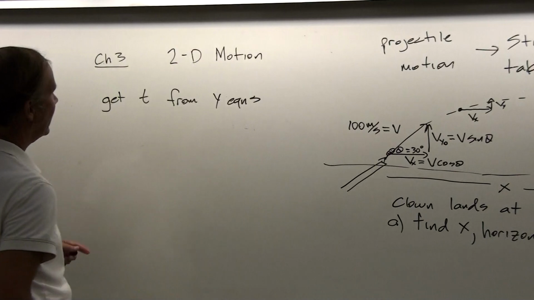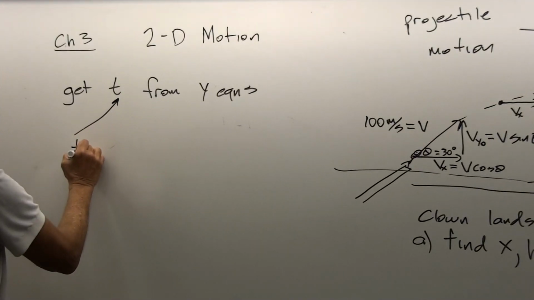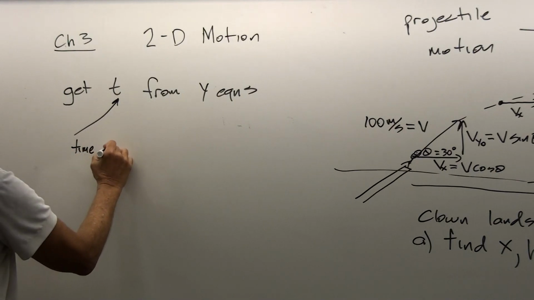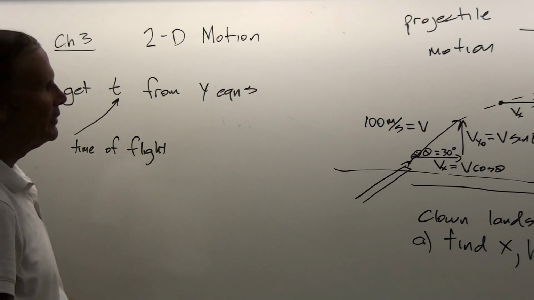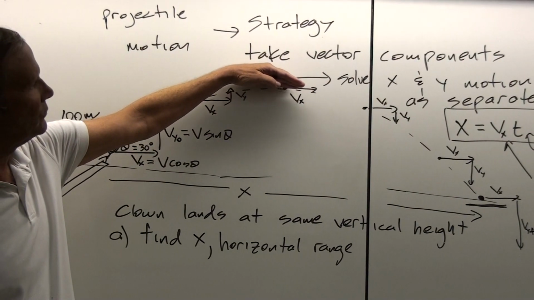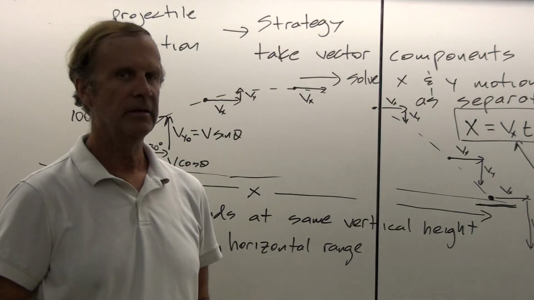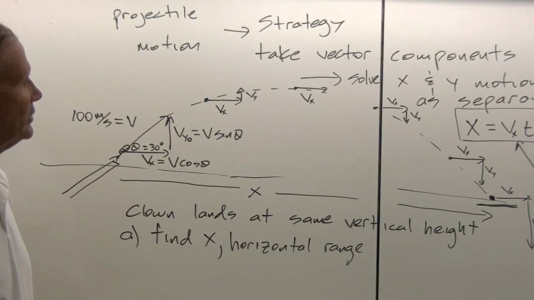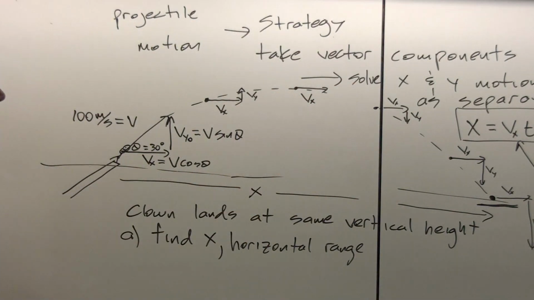And then we'll take that value for the time of flight and plug it back into the x equations. Now if we throw an object up, it'll reach the peak of the path in half the total time of flight. So that's the way I'm going to approach this problem: I'm going to find the time to the peak, and then I'm going to double it.